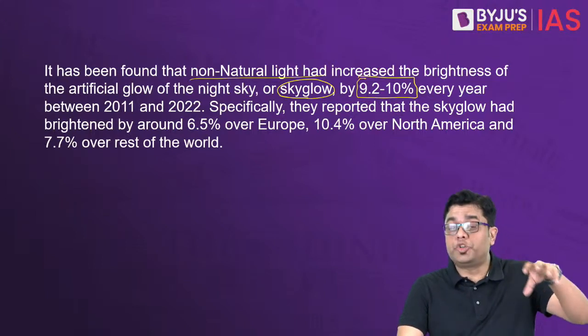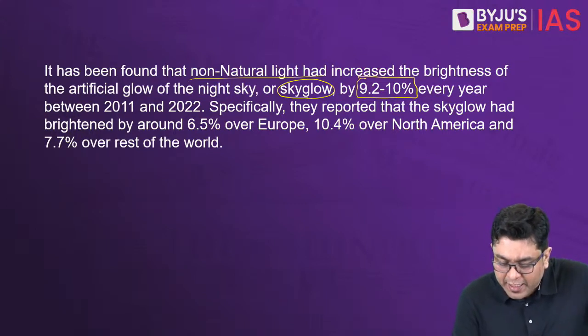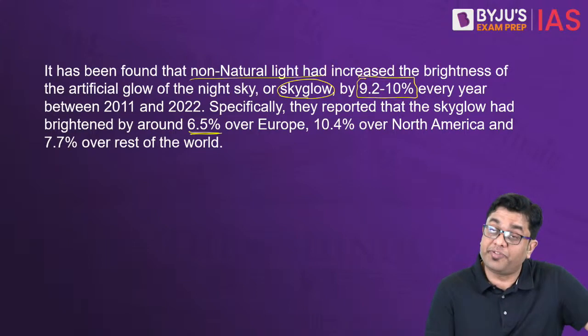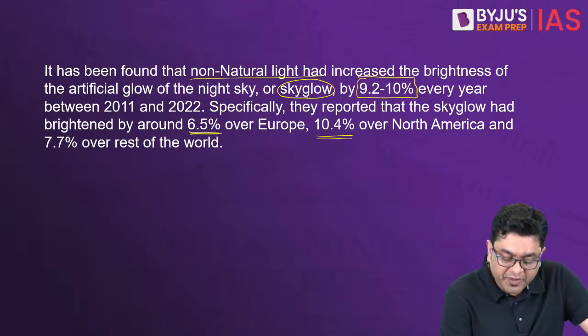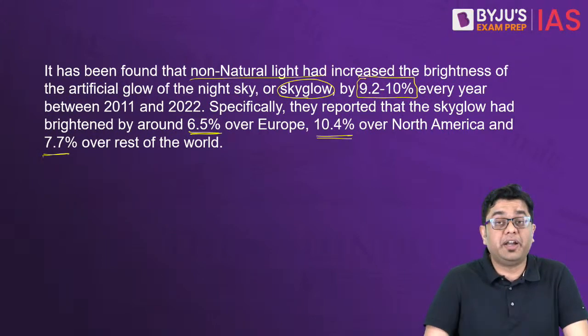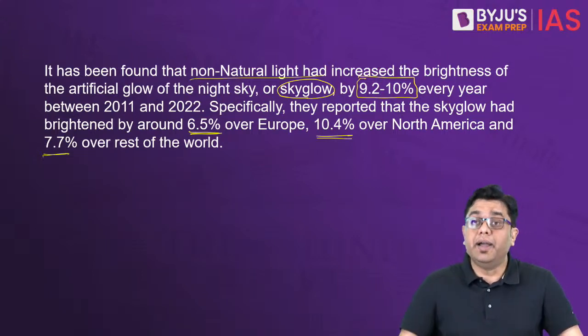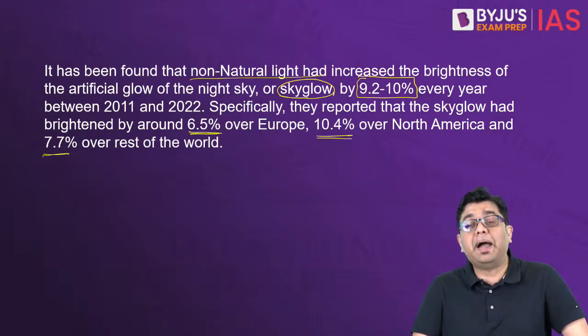Various different portions and regions of the globe have also experienced something similar. For example, in Europe, you have an increase in brightness by about 6.5%, in North America by close to 10.5%, and for the rest of the world, around 7.5%. Even in India, close to 20% of the population is impacted by increasing sky glow.